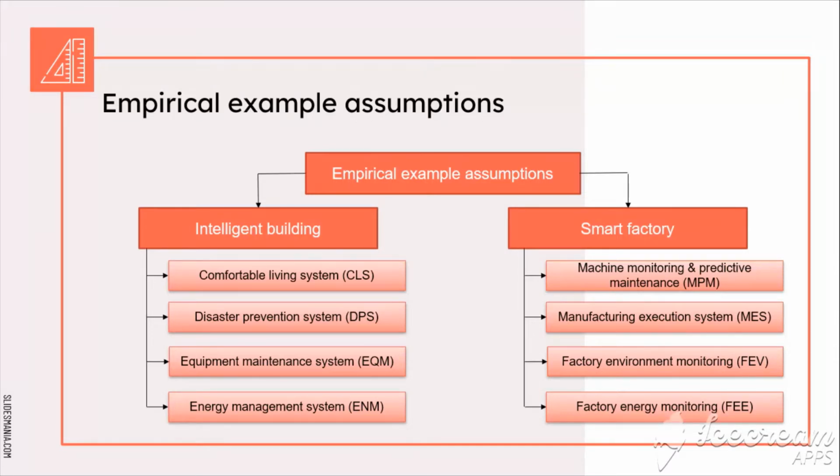For intelligent building, alternative 1 is CLS, Comfortable Living System. CLS is mainly to create a comfortable environment for workers through the monitoring of air quality, noise pollution, lighting, and thermal conditions. Alternative 2, Disaster Prevention System, DPS, handles emergency situations such as fire hazard or earthquake. DPS is capable of instantly identifying the safest route for evacuation.